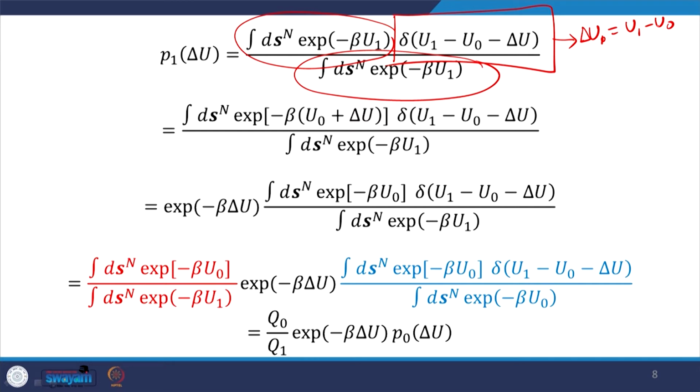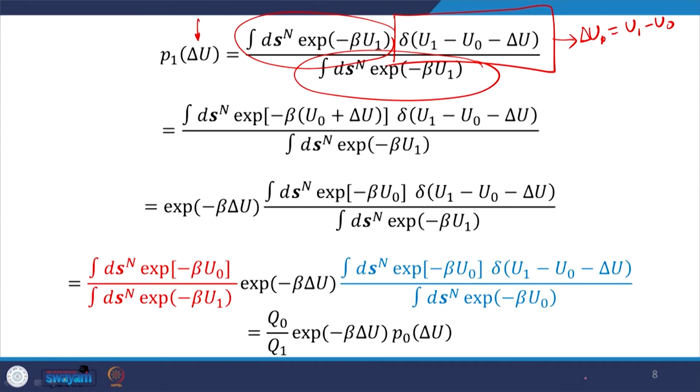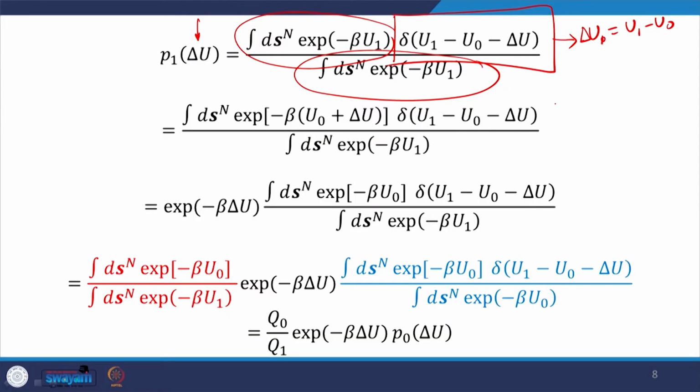So, the delta function will be meaningful only when U1 minus U0 is equal to delta U, because we are interested in finding the probability density of delta U. So, only for those values of U1 minus U0 for which the difference is equal to delta U, this delta function will have a meaning, otherwise it is going to be 0. And therefore, if I am doing it over all the possible configurations, we are essentially finding the probability density of delta U.